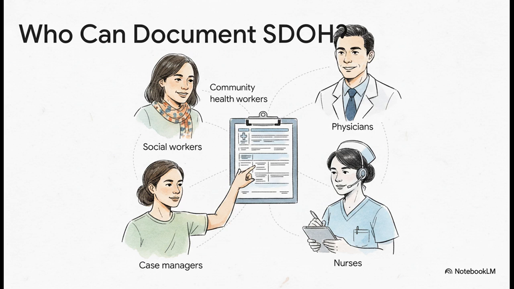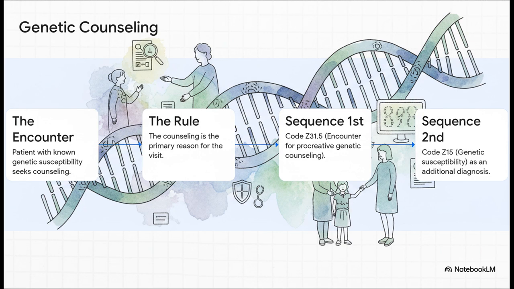That's a key detail. And here's another one of those very specific sequencing rules you just have to memorize. If a patient who knows they have a genetic susceptibility comes in for counseling about it, what's the reason for the encounter? It's the counseling. So the Z code for the counseling, Z31.5, has to be sequenced first. The code for the genetic issue itself comes second. It's the why behind the counseling.